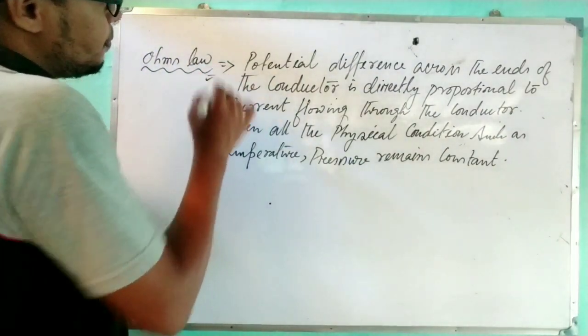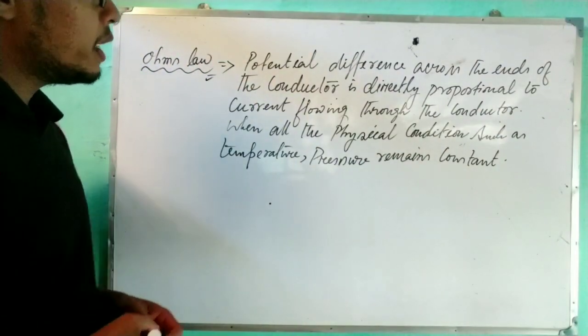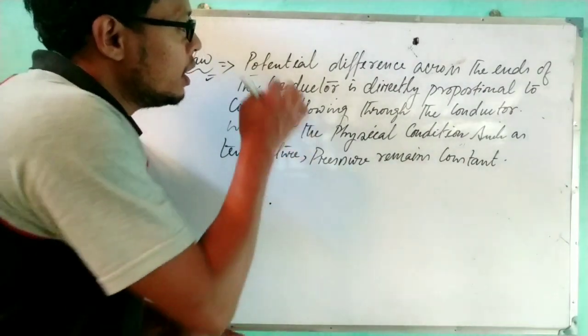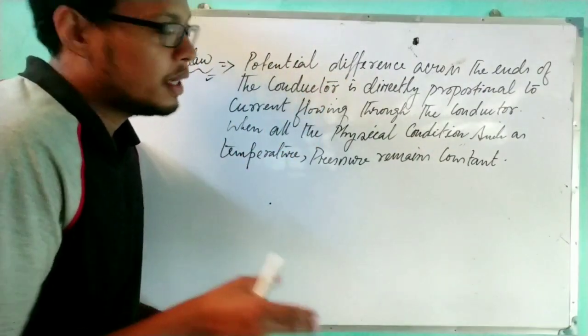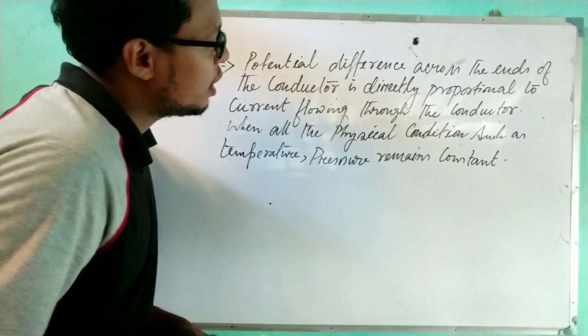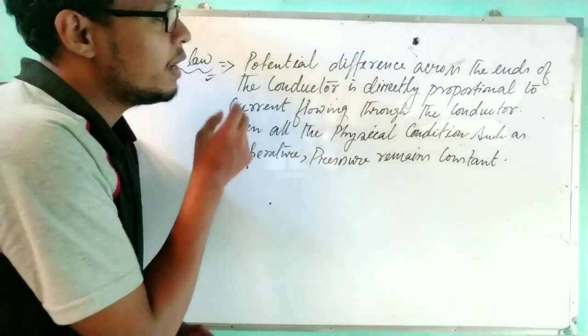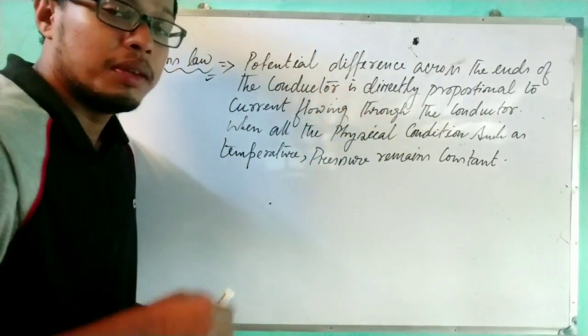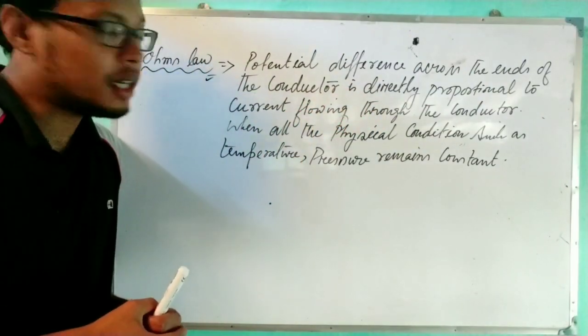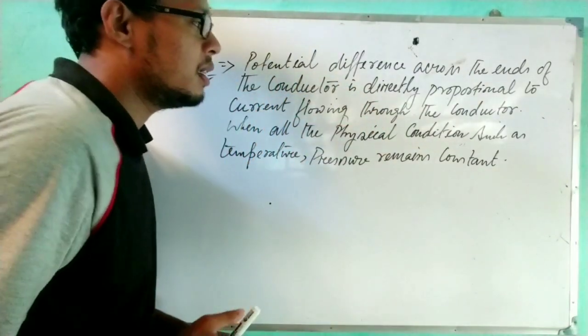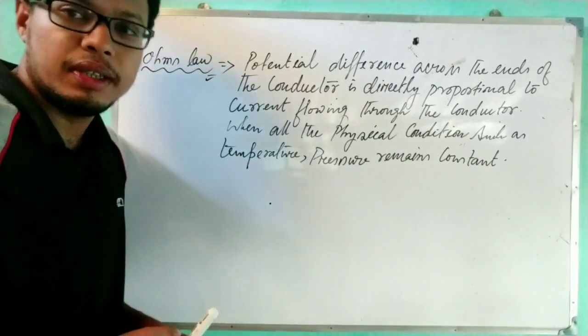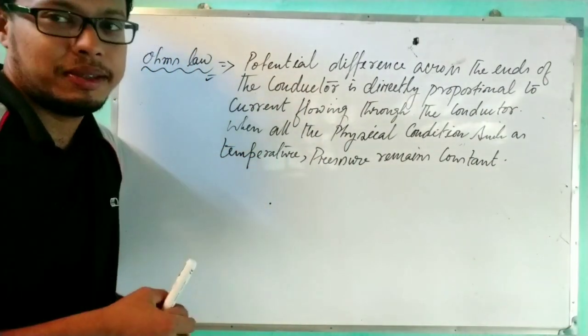What is Ohm's law? If we take a conductor and a battery is connected, then the potential difference across the ends of the conductor is directly proportional to the current flowing through the conductor. But there is a certain condition. What is the condition? All the physical conditions such as temperature and pressure must remain constant.